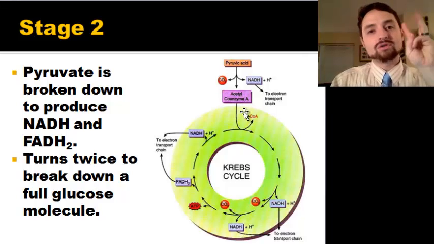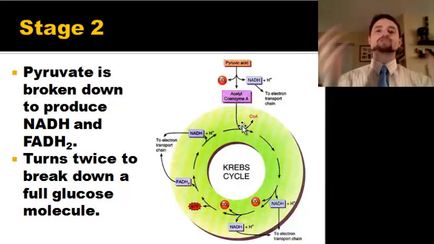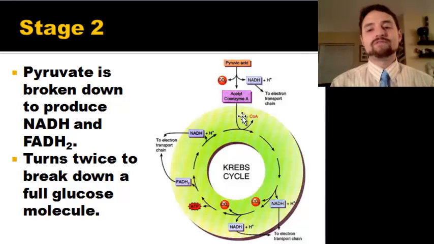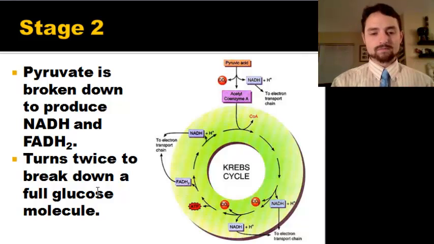The other 2 carbon dioxides are broken off as the Krebs cycle turns. So as all those electrons are being released, we're filling up dump trucks, NADH and FADH2. Those are just electron carriers, or dump trucks, that carry electrons from one place to another.